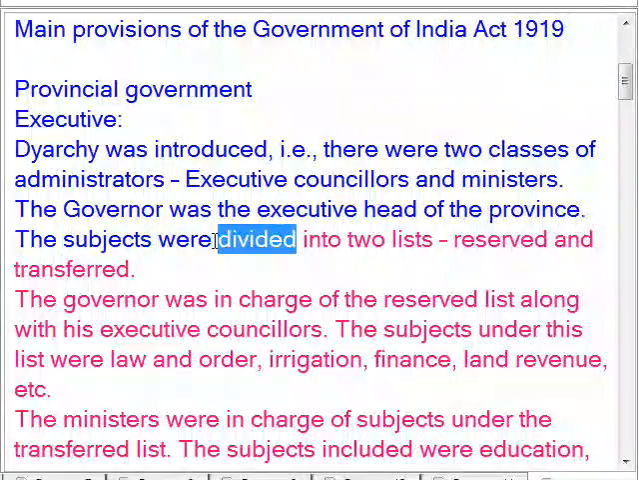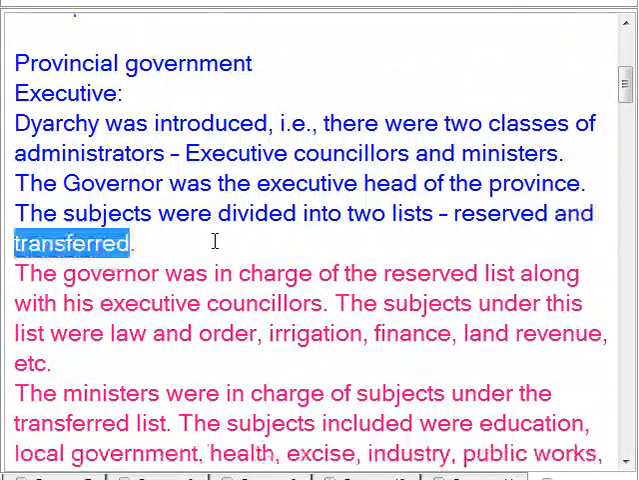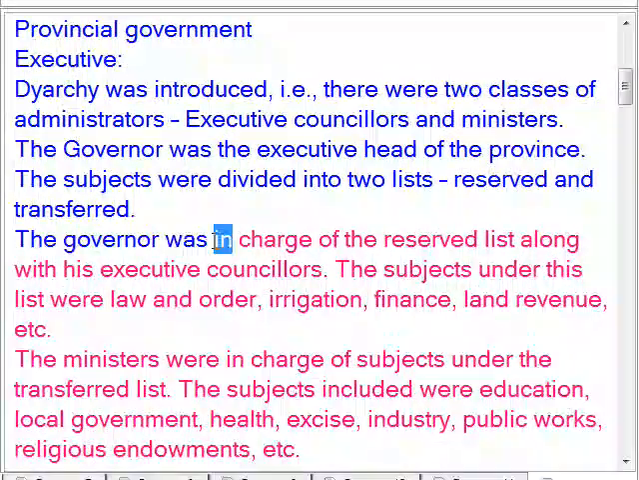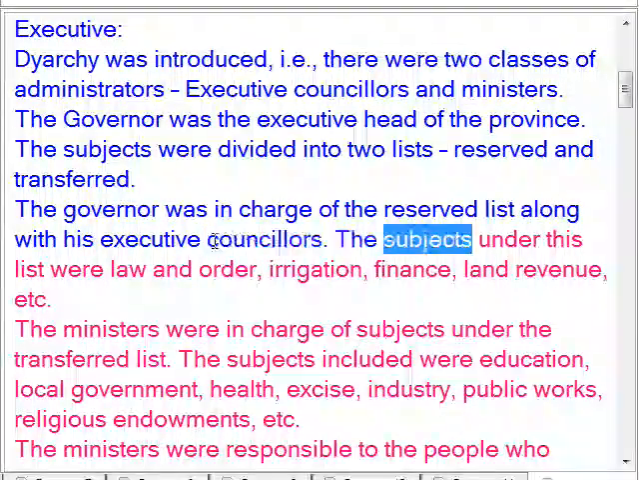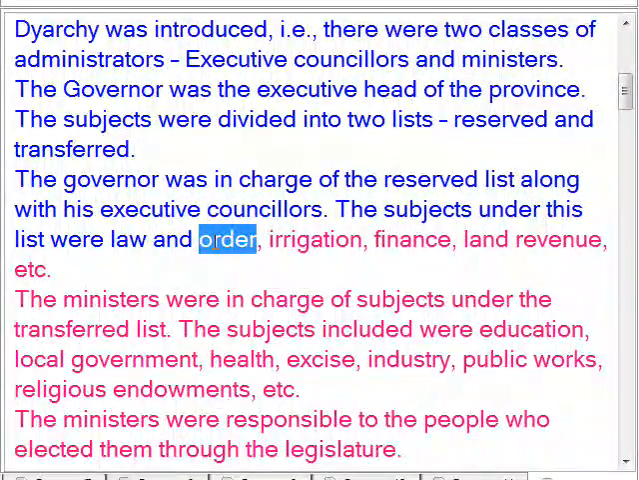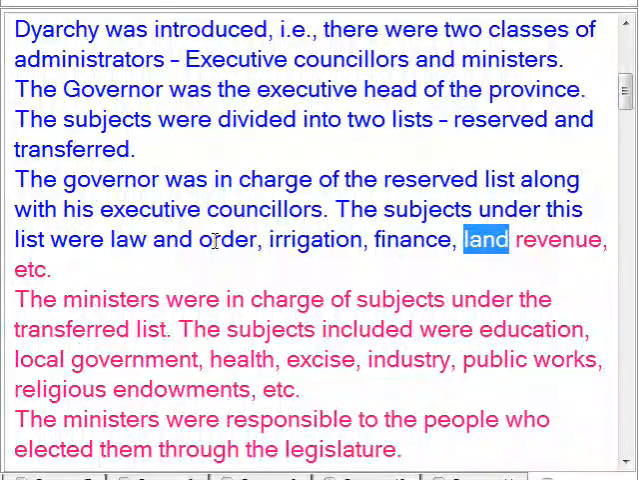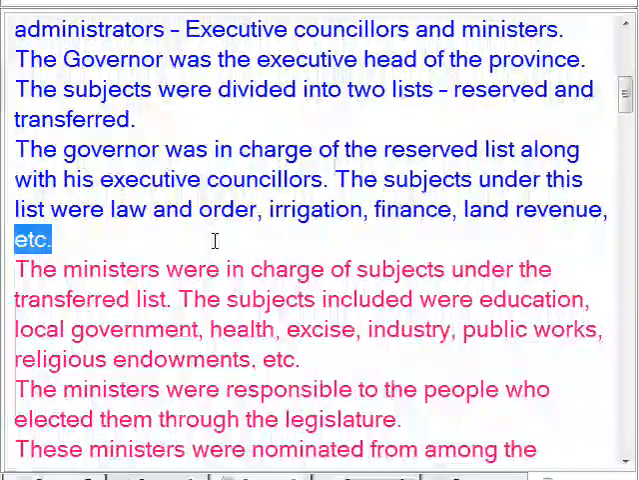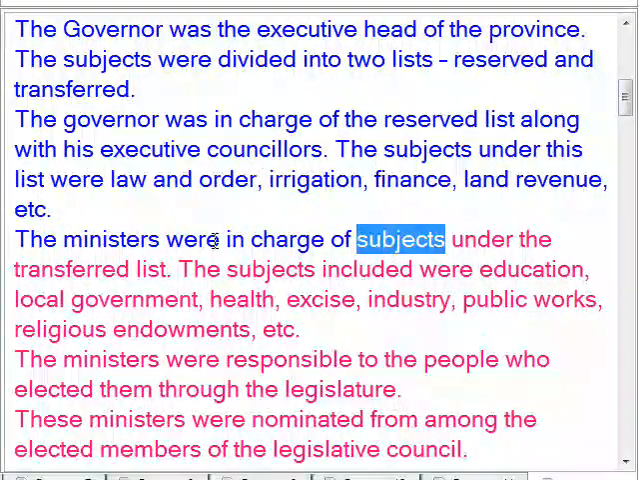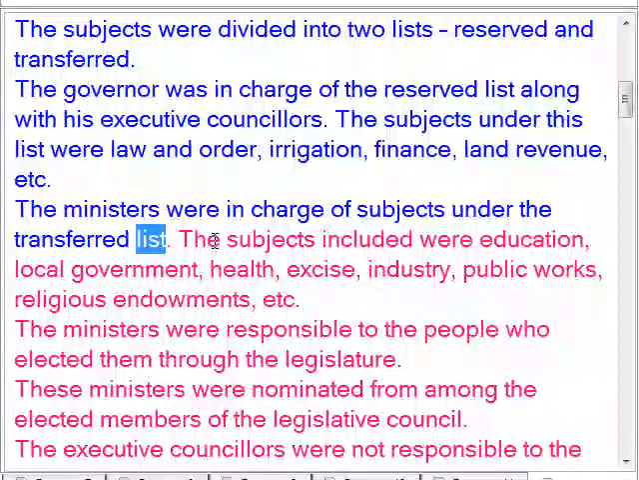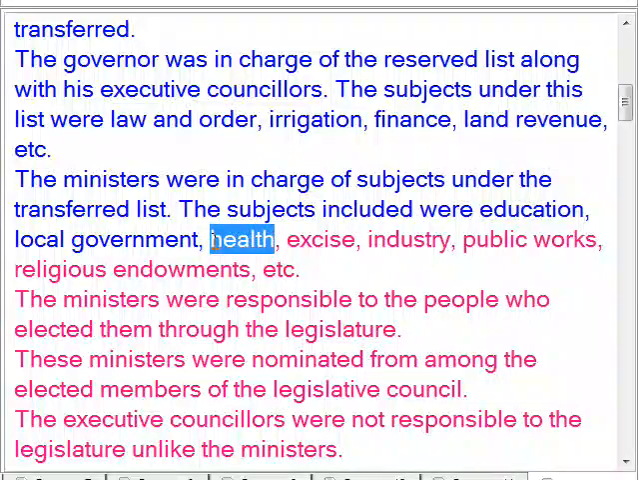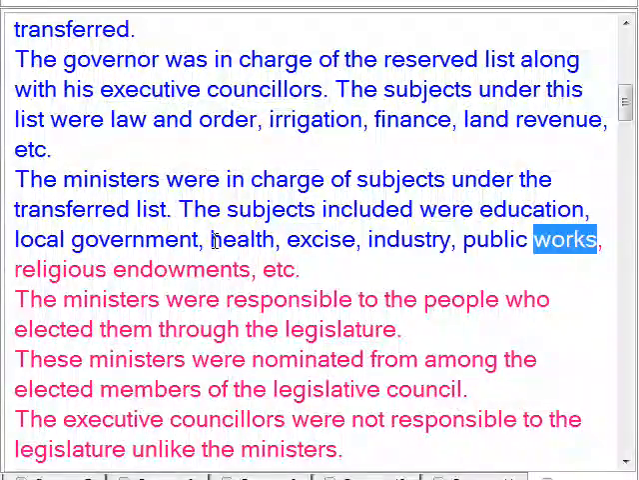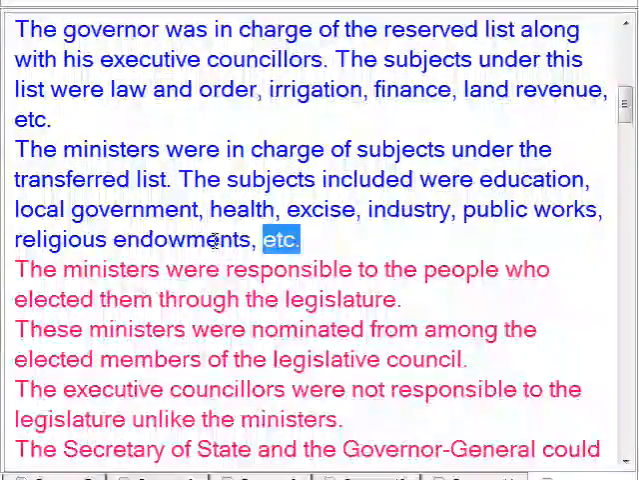The subjects were divided into two lists, reserved and transferred. The governor was in charge of the reserve list along with his executive councillors. The subjects under this list were law and order, irrigation, finance, land revenue, etc. The ministers were in charge of subjects under the transferred list. The subjects included were education, local government, health, excise, industry, public works, religious endowments, etc.